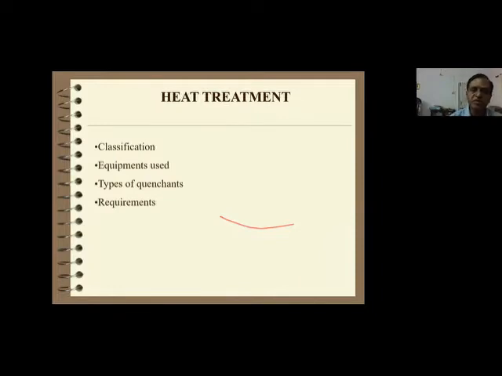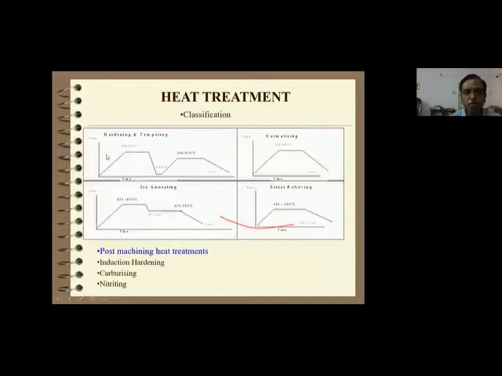Then once the forging is done, we come to the heat treatment part of it, where we have to see the different classifications of heat treatment, the various equipment used for heat treatment, the types of quenchant used, and the requirements of the heat treatment. So I'm just explaining this briefly.